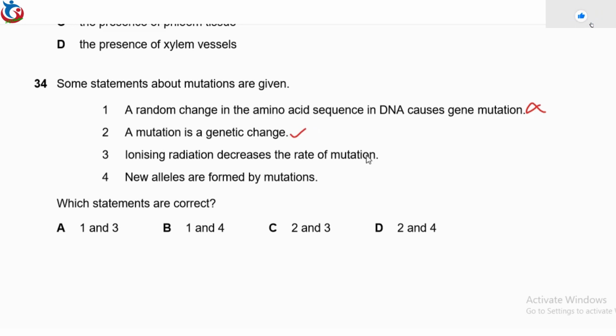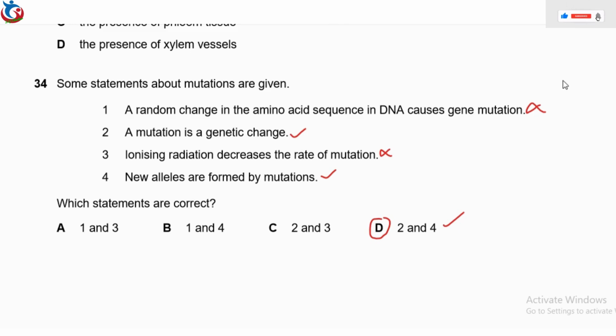Ionizing radiation decreases the rate of mutation. No, it rather increases it. Ionization by radiation. Then number 4, new alleles are formed by mutation. That is absolutely correct, 100%. So this makes option D our correct answer. 2 and 4 as our correct answer.